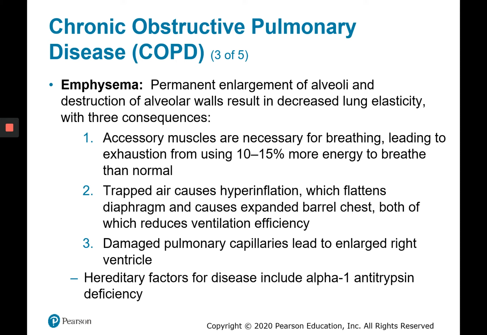And then damaged pulmonary capillaries are usually going to result in the later stages of emphysema and can lead to an enlarged right ventricle. And there are some hereditary factors for this disease. Alpha-1 antitrypsin is a deficiency that can cause the development of COPD and isn't necessarily linked to smoking.